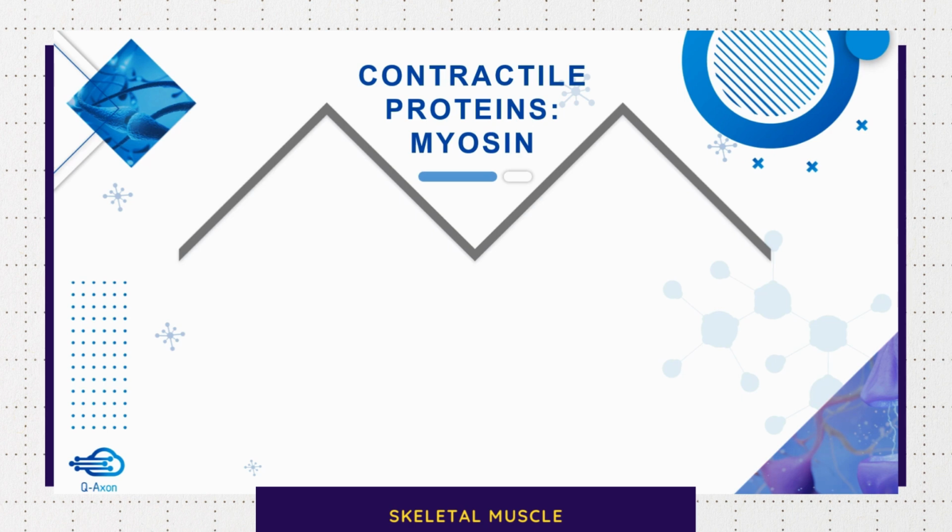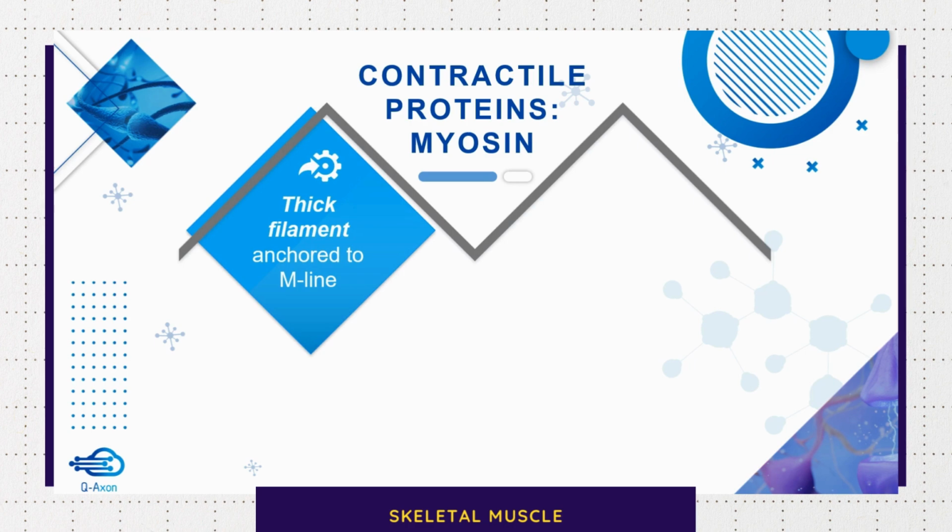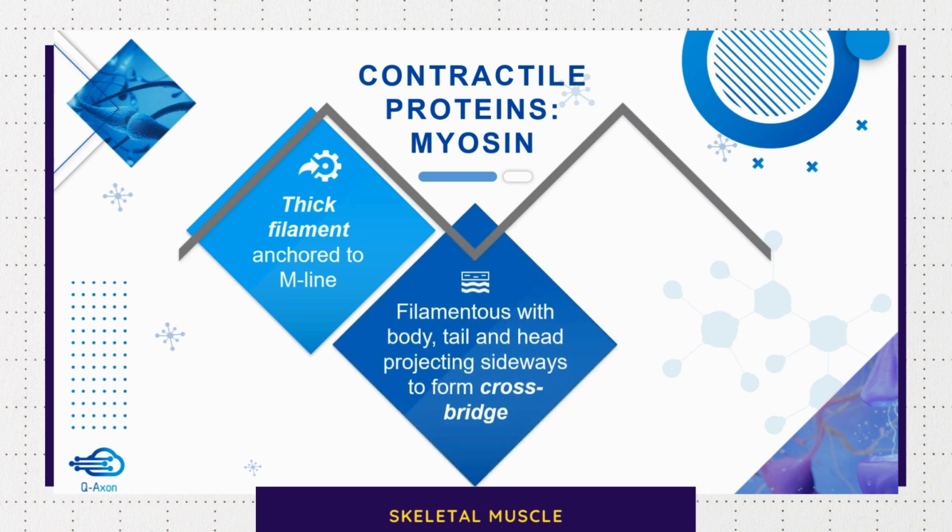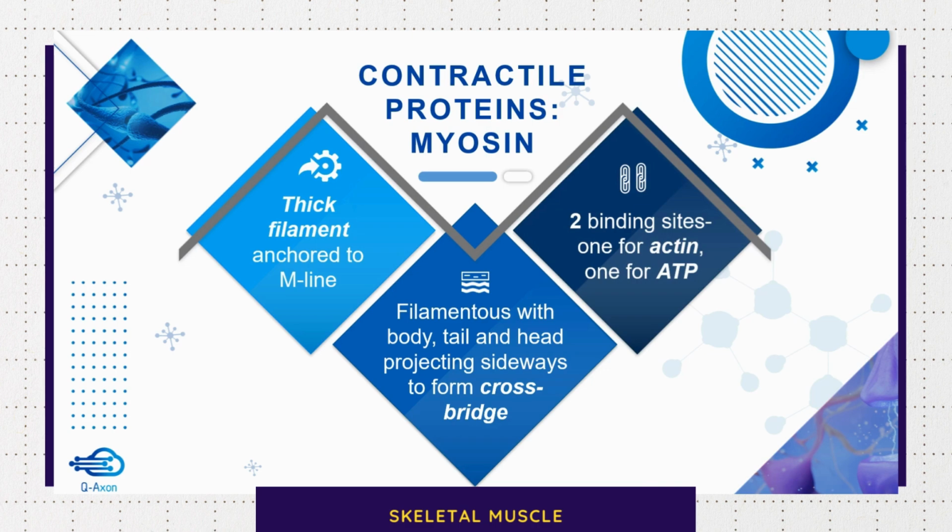On the other hand, if you look at the contractile protein myosin, it is the thick filament which is anchored to the M line in the center of the sarcomere. Now, the shape of myosin is very characteristic. It is filamentous in nature, and it has a body, a tail, and a head which projects sideways. So the projecting head is referred to as the cross bridge. Now, this cross bridge has two binding sites. One is for actin, another one is for ATP, which provides the energy for muscle contraction.